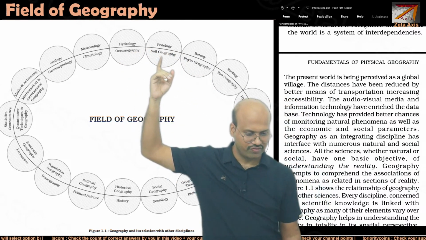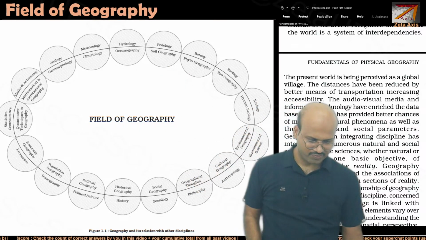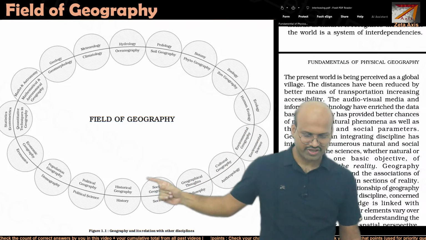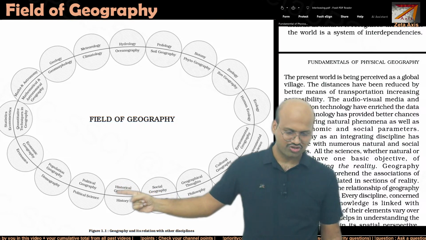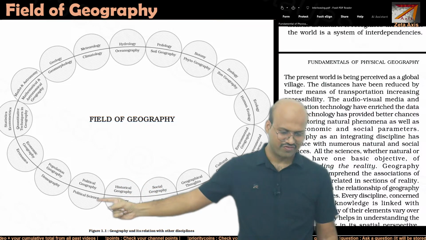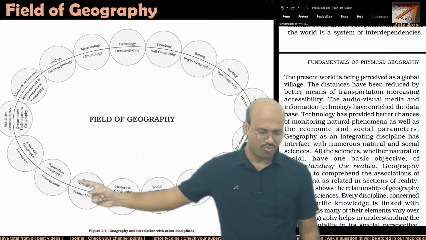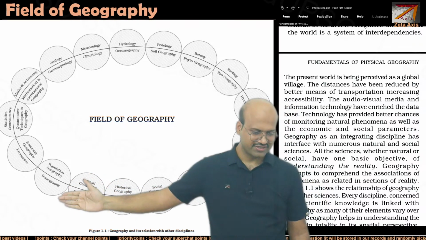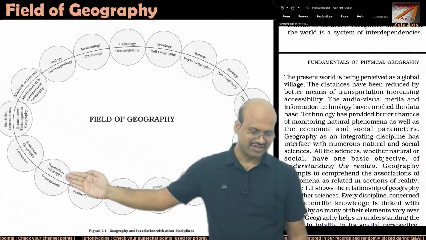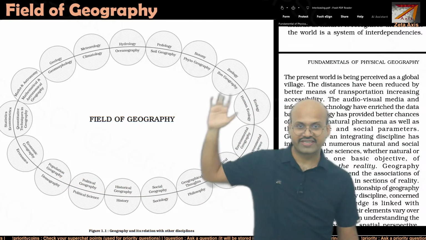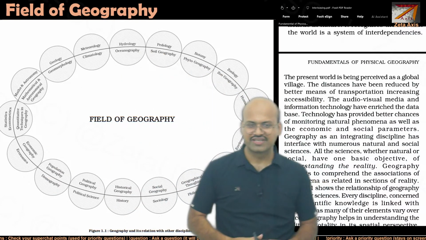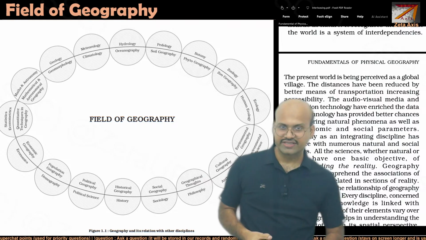In fact, there would be a place where it is even politics. Here you can see history, so history is also studied as historical geography. If you study political science, then also political geography. Population, you are studying demography, so you will study population geography. So you see how this field of geography integrates all these fields, because it is linked to all these studies.